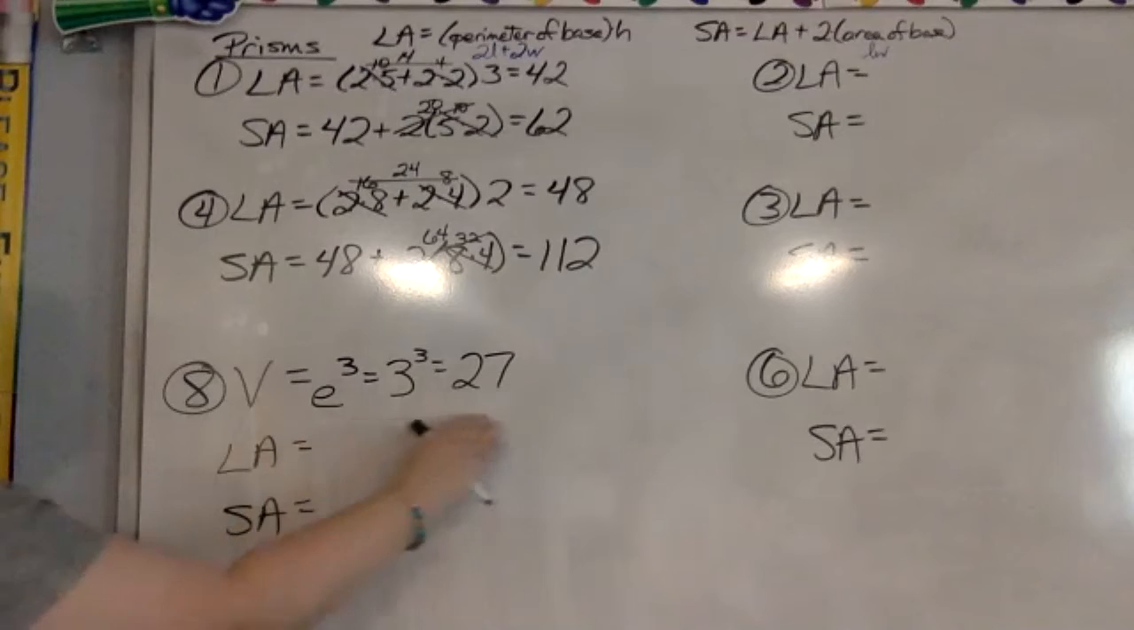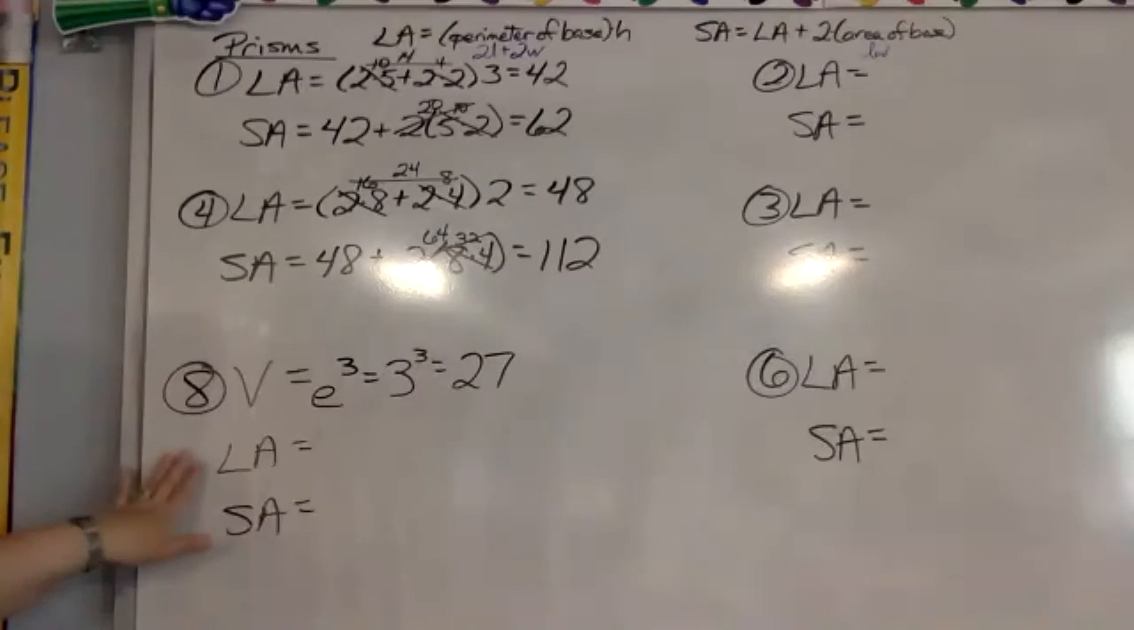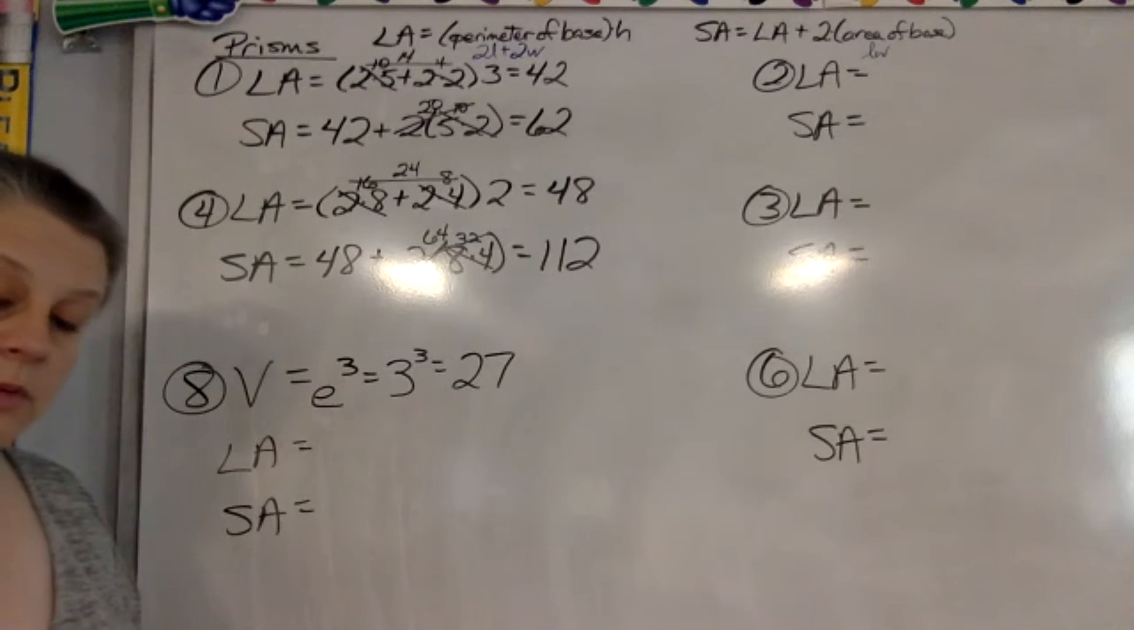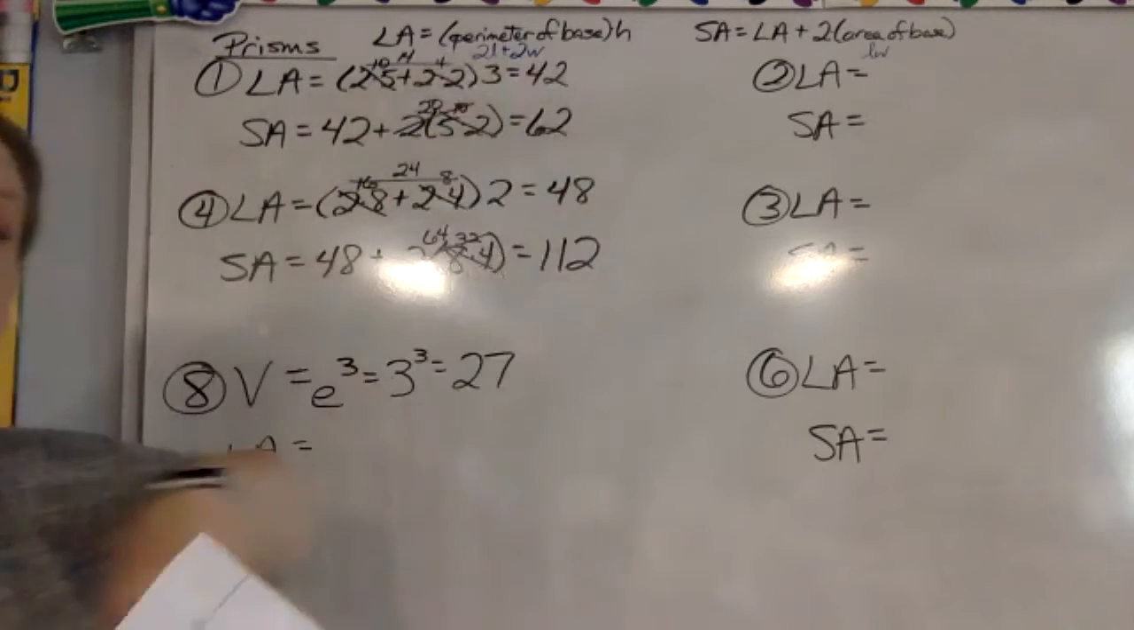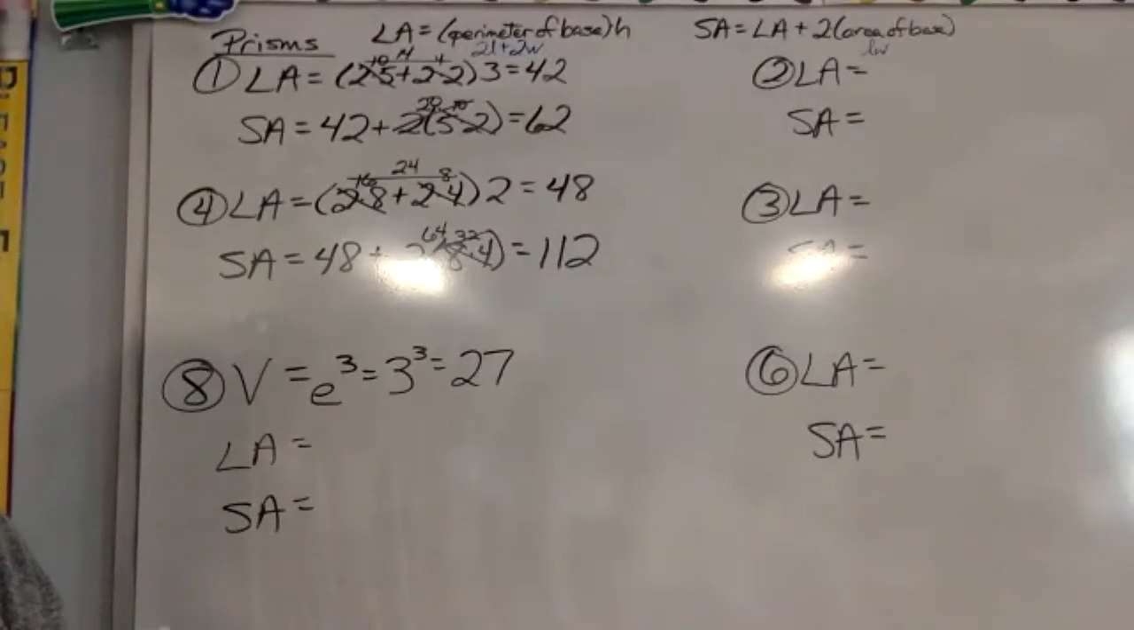All right. Now, for the lateral area, since it's the cube, because it's the perimeter of the base, to find the perimeter of a square, all the sides are the same length, right?